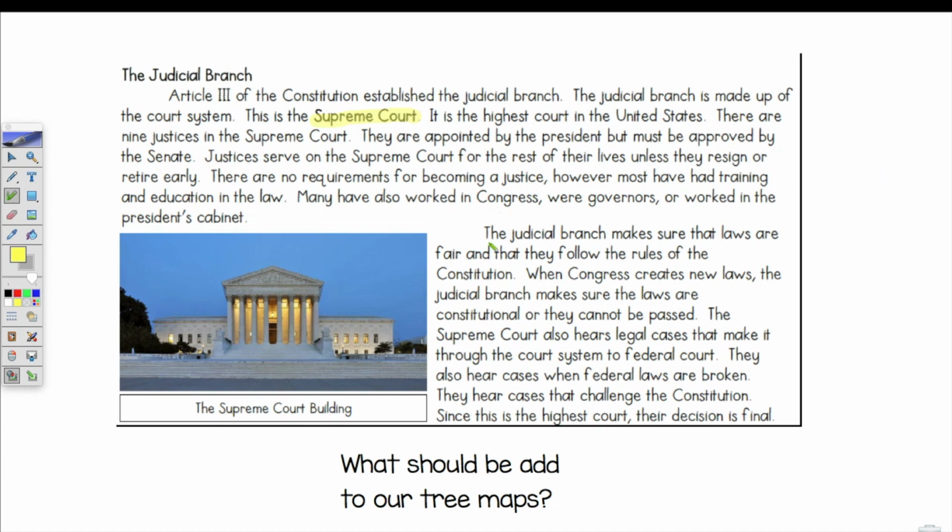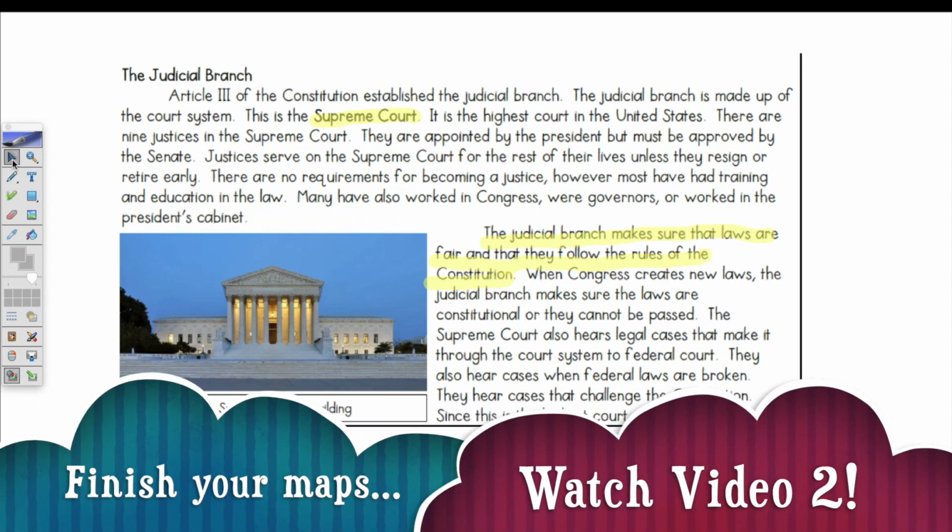All right. My Judicial Branch, they make sure that laws are fair and that they follow the rules of the Constitution. Remember, the Constitution is that highest law, right? So they have to make sure that these laws follow our Constitution and that they're fair for everybody. That is one of their biggest roles here. All right, if you need more time, please pause me to add that final information for your final branch.